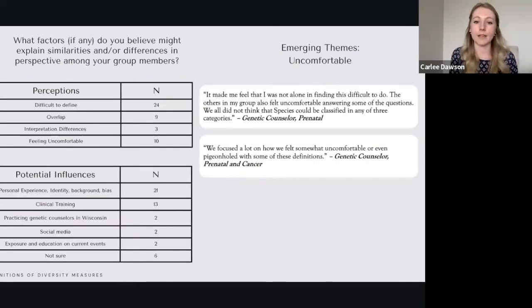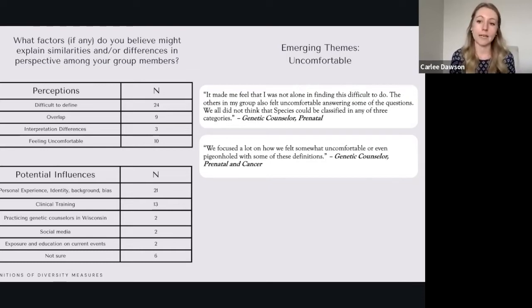And then lastly, looking at participants that shared that they felt uncomfortable. A prenatal genetic counselor shared that it made me feel that I was not alone in finding this difficult to do. The others in my group also felt uncomfortable answering some of the questions, and we did not think species could be classified in any of the three categories. A prenatal cancer genetic counselor shared that they also felt somewhat uncomfortable and even felt pigeonholed in some of these definitions.